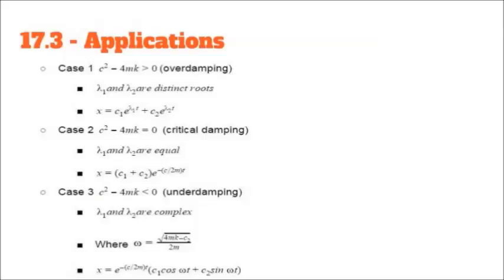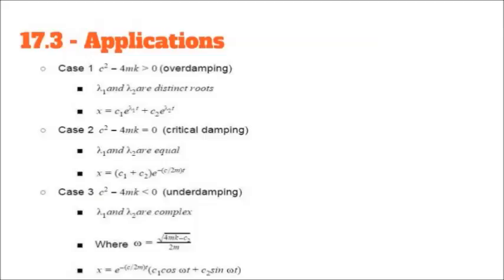Damping vibration has three cases. Case number 1, where c squared minus 4mk is greater than 0. This is also known as overdamping, where lambda 1 and lambda 2 are distinct roots. So we will get a solution of x equal to c1 e to the power of lambda 1 t plus c2 e to the power of lambda 2 t. In case 2, where c squared minus 4mk is equal to 0, this is the critical damping, where lambda 1 and lambda 2 are equal to each other. So there's only one solution for lambda.